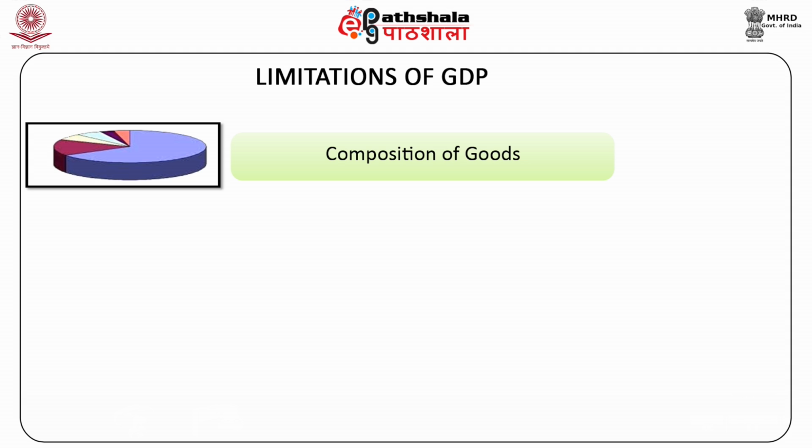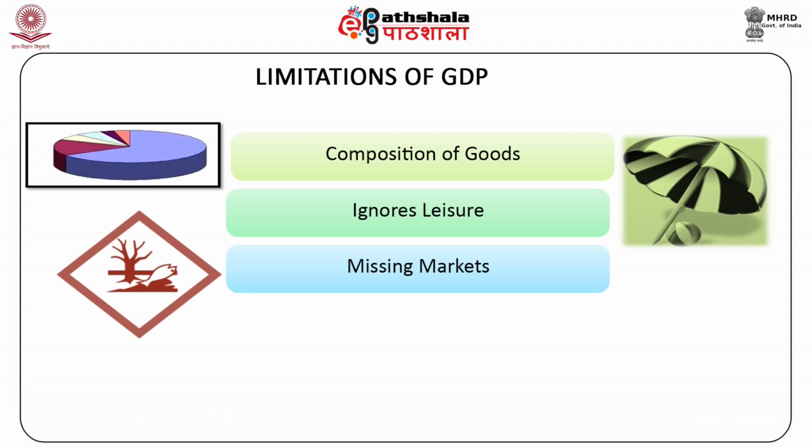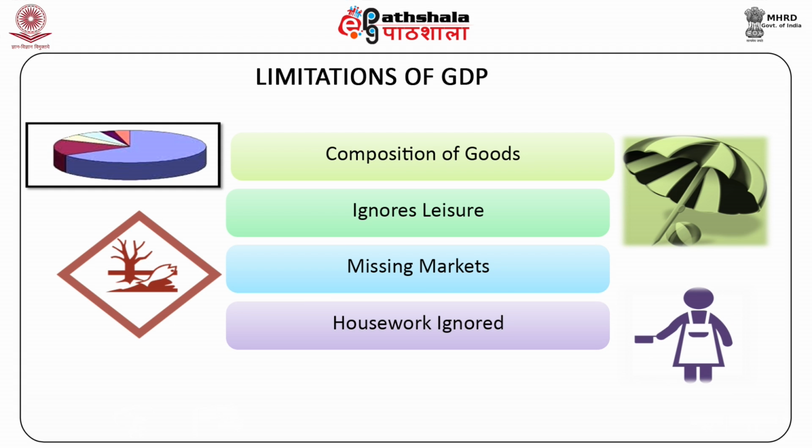Therefore, there are wide inequalities of income and wealth in such an economy. It does not give any importance to leisure, which certainly could make a work-burdened individual better off. For many activities, markets are missing. Due to absence of market transactions in many cases, such as clean air or pollution, it is difficult to incorporate these transactions in GDP. Housework is ignored in GDP.